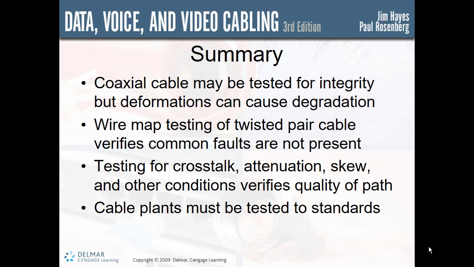In summary, coax cable may be tested simply for cable integrity, but deformations in an intact cable can cause slow signal degradation. Wire map testing of twisted pair cable verifies that the most common cable faults are not present. Further testing for crosstalk, attenuation, skew, and other conditions verifies the quality of the signal path, and cable plants must be tested to standards, which verifies that the installation will work, not only for the current user, but for future users as well.